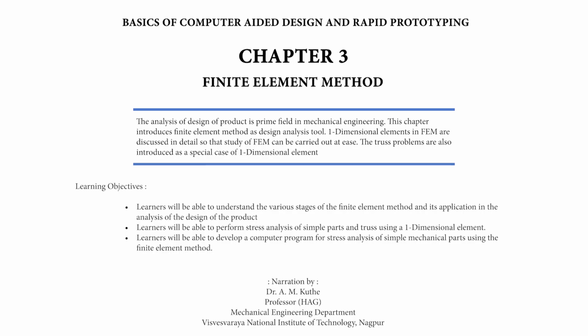There are 6 stages in the finite element method. Number 1, discretization. Number 2, selecting solution approximation. Number 3, to establish a matrix equation. Number 4, assembly. Number 5, finding the unknown. And number 6, interpretation.